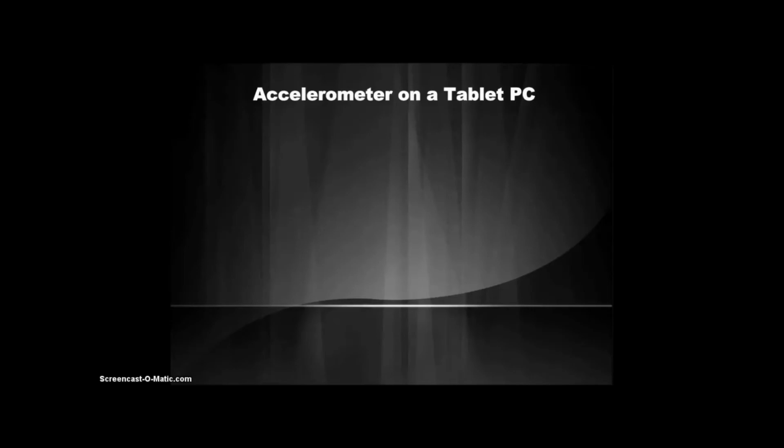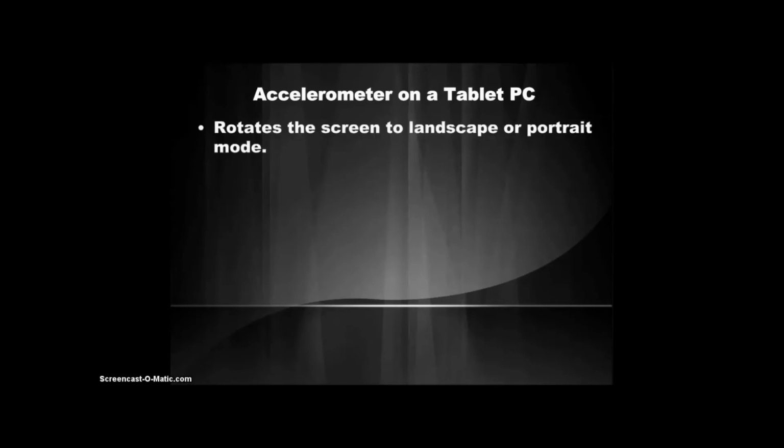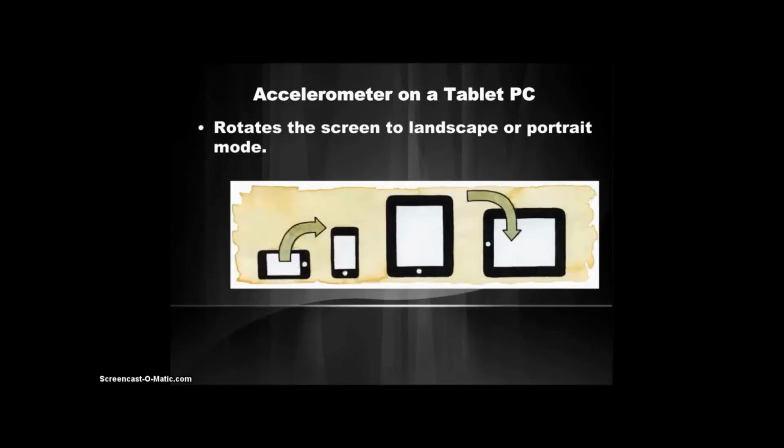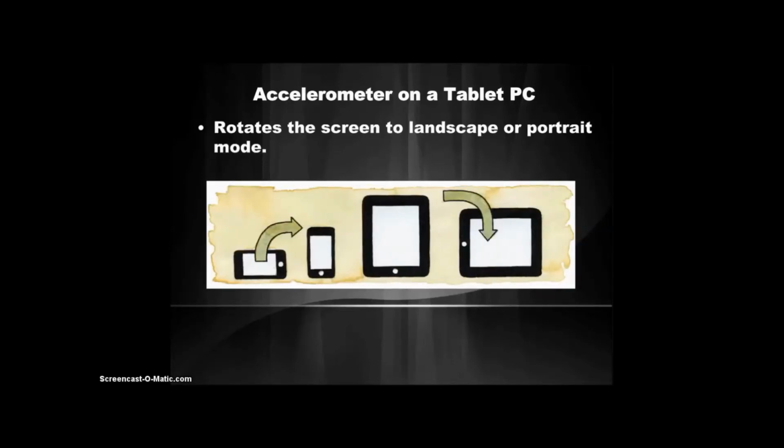Accelerometers are small motion sensors inside the tablet PC that detect the orientation of the device. As the user rotates the tablet PC from landscape to portrait mode, the accelerometer detects the change and causes the tablet PC operating system and the software to respond by adjusting the display to match the new orientation.